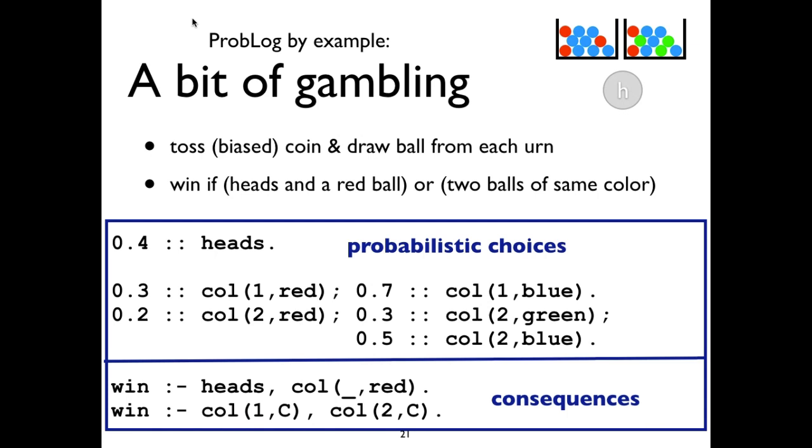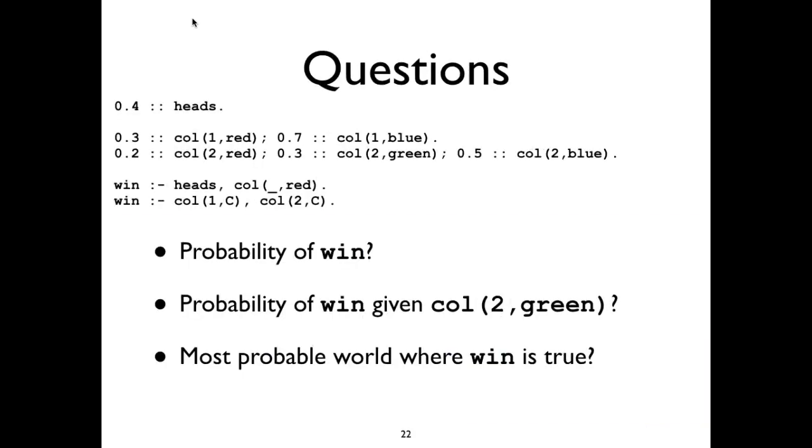These are the probabilistic variables in a sense, the basic ones. And then there are the consequences that I encode in logic. Now, given such a program, I can ask all the standard questions that you would like to ask of a Bayesian network. I can ask, what is the probability that I will win? I can ask, what is the probability that I will win if I already know that the second ball is going to be green? And I can also ask for the most probable world in which winning is true.